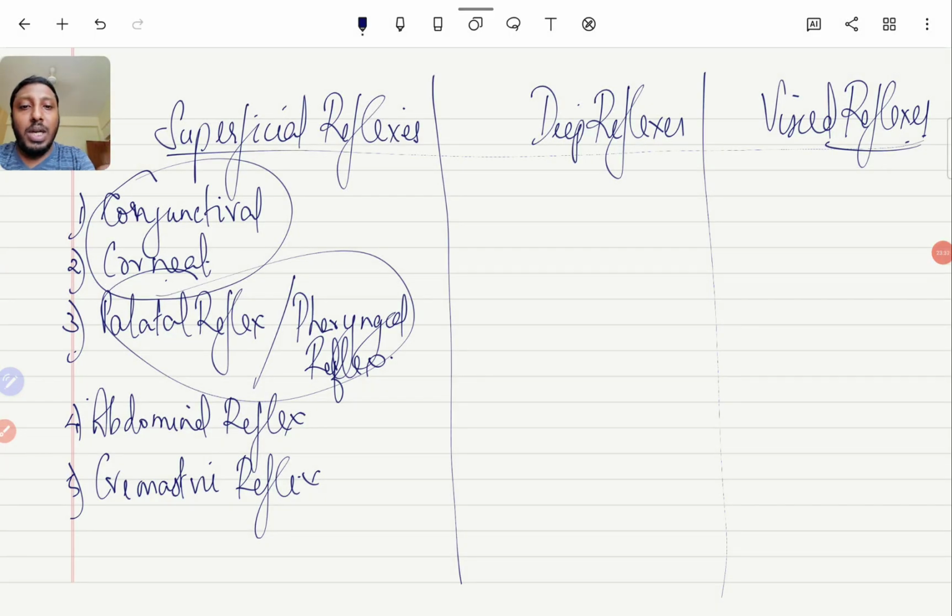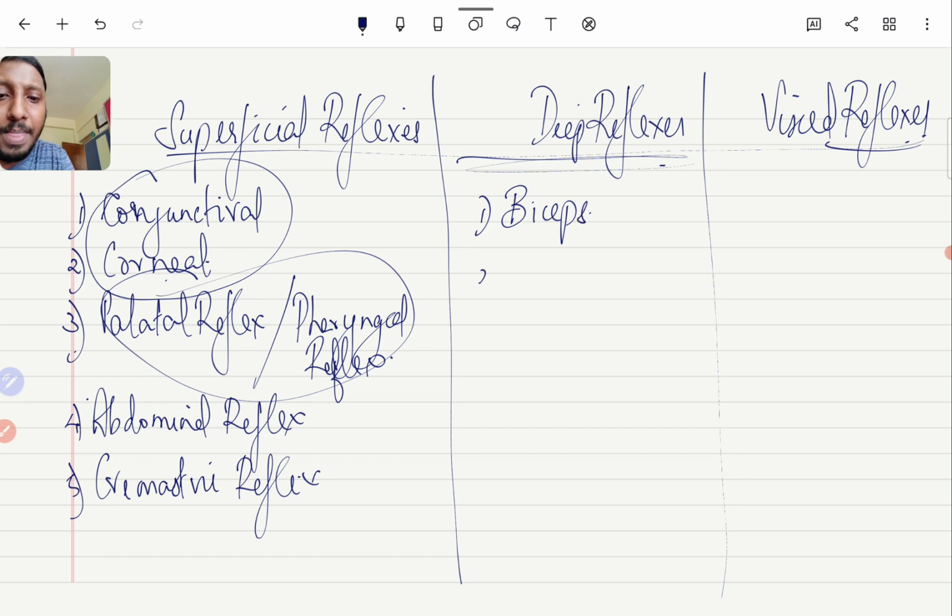Anyways, so deep tendon reflexes. Deep tendon reflexes to check for are, most importantly, biceps. Jaw jerk, head to toe. Oh, head to toe, jaw jerk. Okay, we'll talk about jaw jerk first. First is jaw jerk.